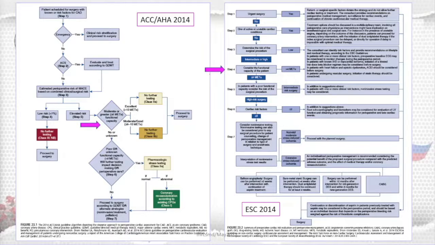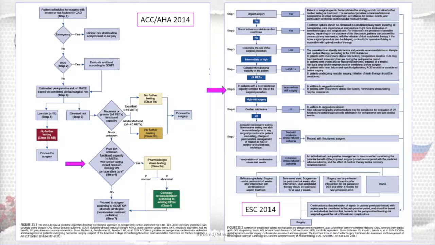Is he able to do at least 4 METs of activities on a regular basis? Remember, the higher the METs or the Duke Activity Status Index score, the better the event-free survival of the patient. If the answer is yes, then surgery can proceed without further testing.